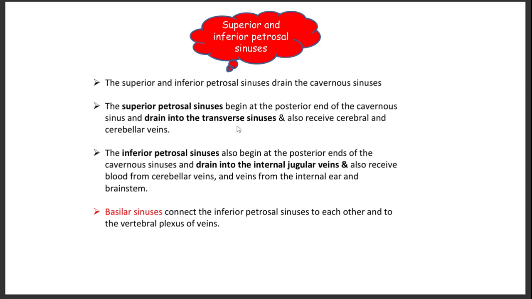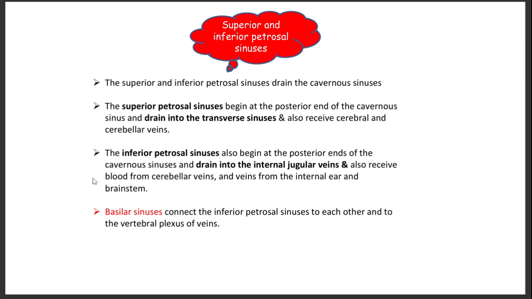Okay, but we say the superior and inferior drain into the cavernous sinus, but they'll be receiving from a lot. They begin at the posterior end of the cavernous sinus and drain into the transverse sinus. They also receive the cerebral and cerebellar veins. But take note, if that's about the drainage, superior and inferior, they will drain into the cavernous sinus. Inferior petrosal begins at the posterior end of the cavernous sinus and drains into the internal jugular vein. Okay, take note of that.